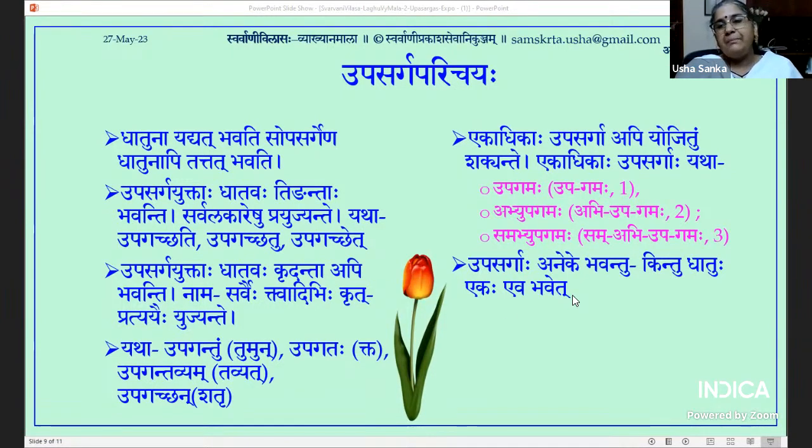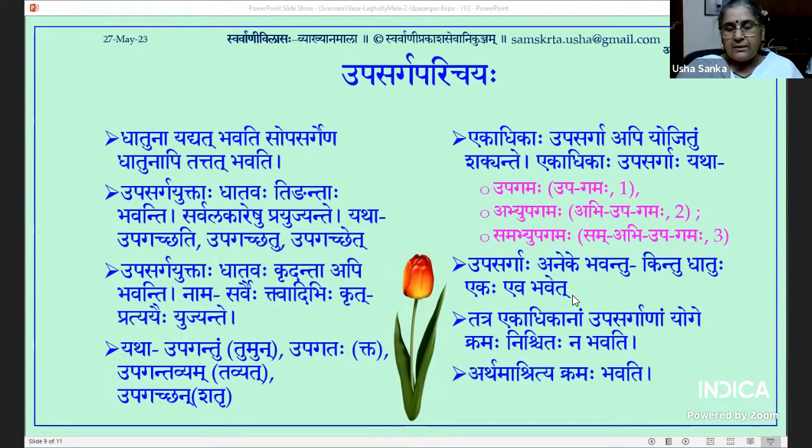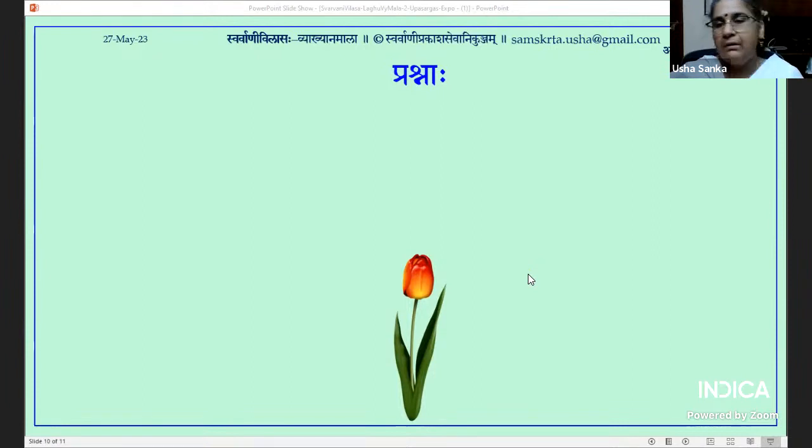So there are many upasargas which are attached to a dhatu, but the dhatu can be only one, right? The order of them is not very rigid. Like ni can never come after a, or it can always come from abhi, it's not like that. Whatever order you want to keep, you can keep, according to whatever meaning output you want. So this is the gist of it. Do you have any questions before I ask you questions? Do you have any concept difficulties until now?